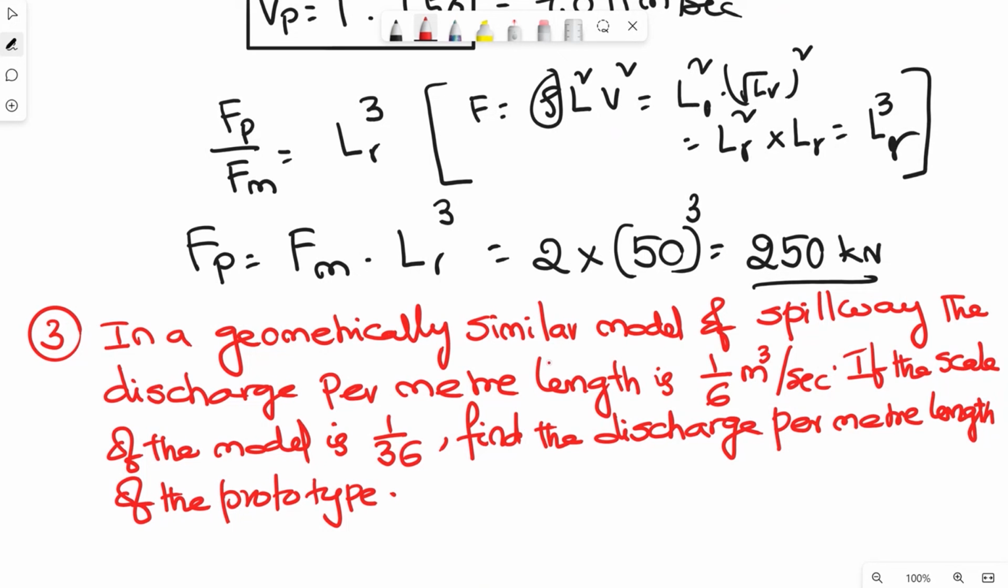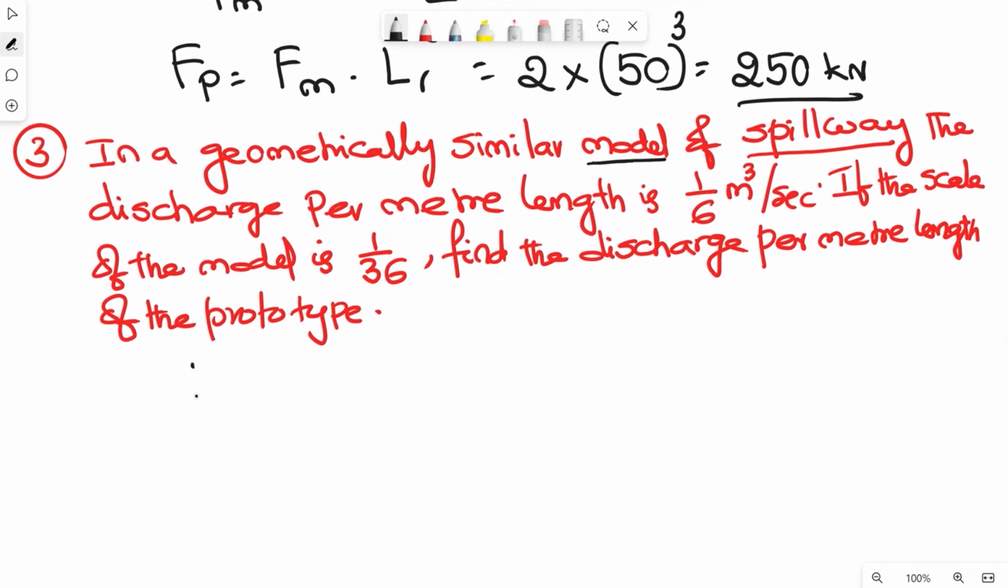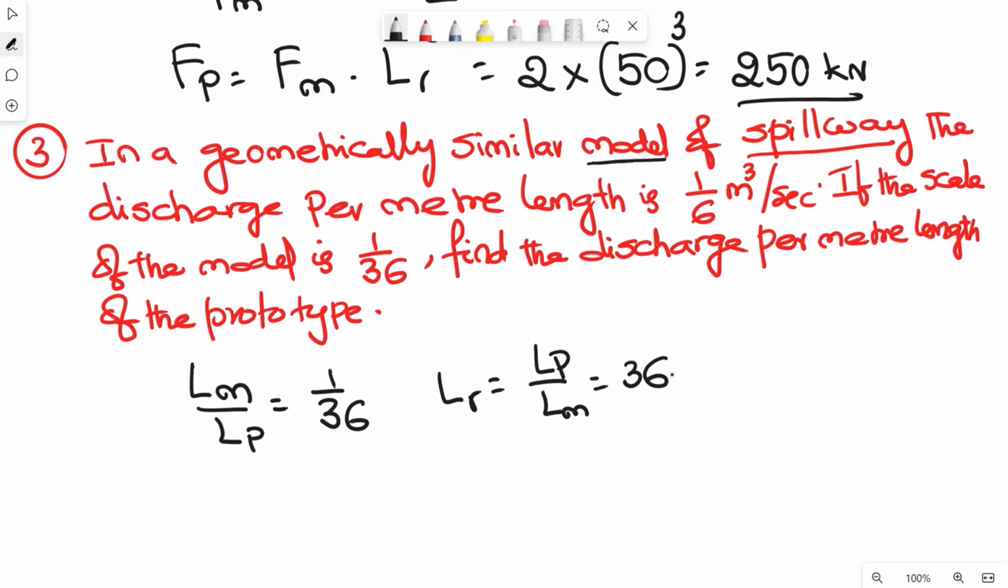In a geometrically similar model of the spillway. So the moment you see a spillway, you can say Froude's model law is applicable. Discharge per meter length is 1 by 6 meter cube per second. Scale of the model is 1 by 36. That means Lm by Lp is equal to 1 by 36, so Lr is equal to Lp by Lm, which is 36. That is the first thing. Then, find the discharge per meter length.